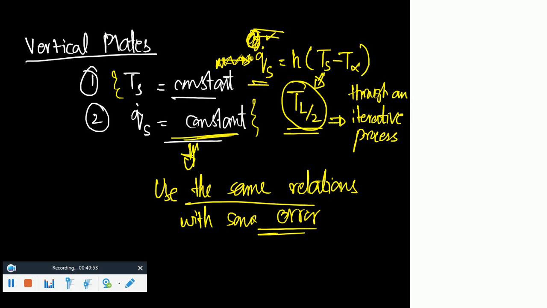So my point is, what temperature should you use? This is the temperature which you should use. And it is not that straightforward to find out. It is not that you just put a thermocouple in the middle of the plate and say that this is T L by 2. No, still you have to go left and right to find the actual T L by 2 which should satisfy this equation. So remember this thing, T L by 2.